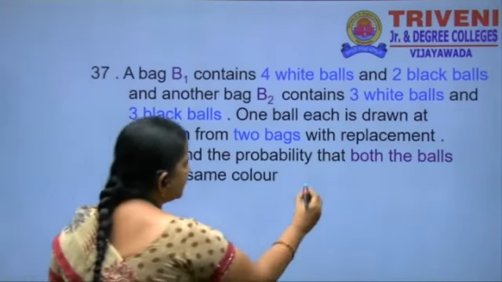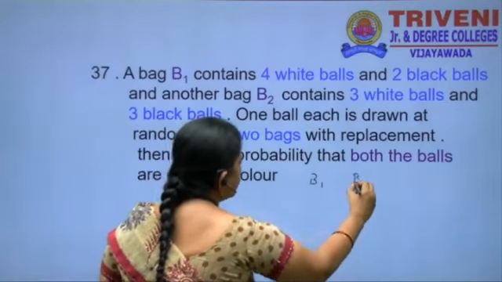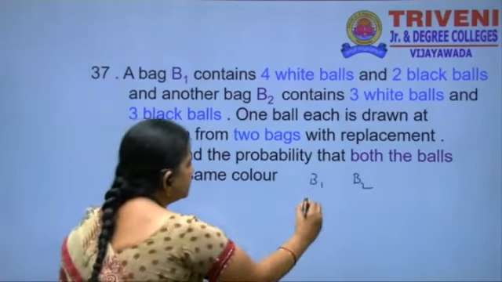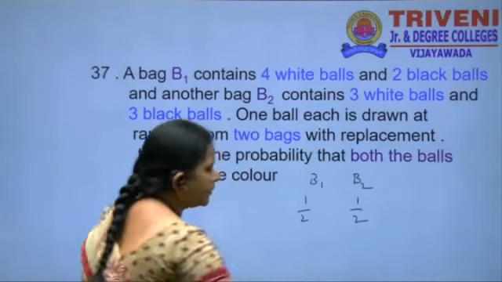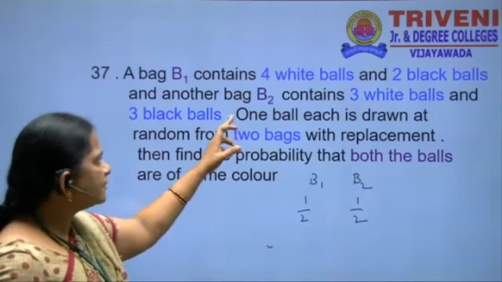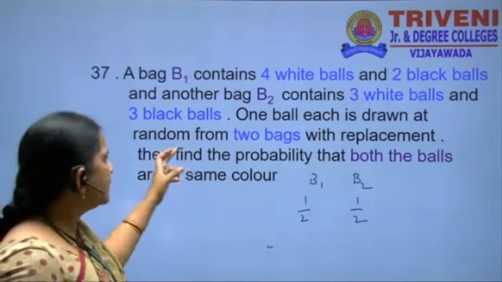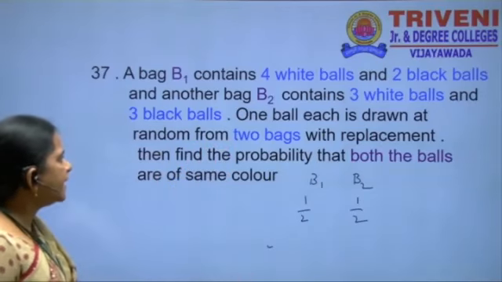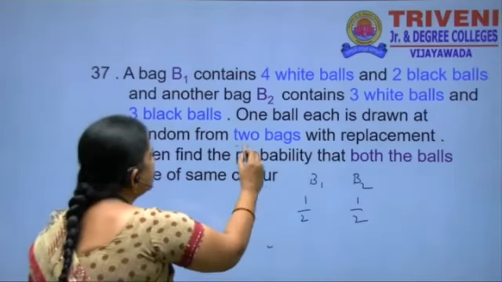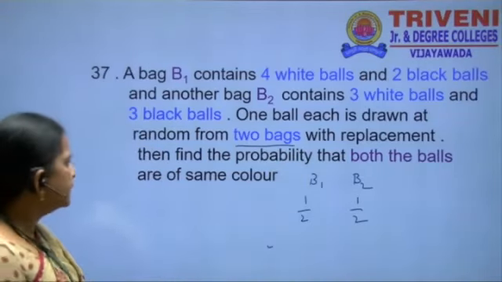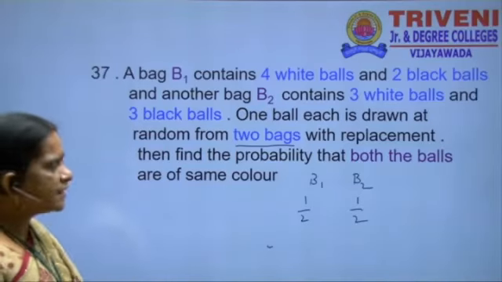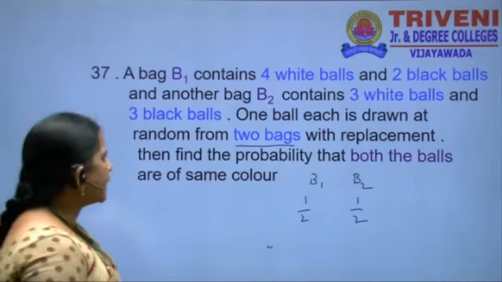Here two bags are there, suppose B1 and B2. We have to select these. The chance of selecting B1 is 1 by 2, and B2 also 1 by 2. The first bag has 4 white and 2 black balls. The second bag has 3 white and 3 black balls. One ball is drawn at random from 2 bags with replacement. Then find the probability that both the balls are of the same color. First we have to find the white ball and then the black ball.